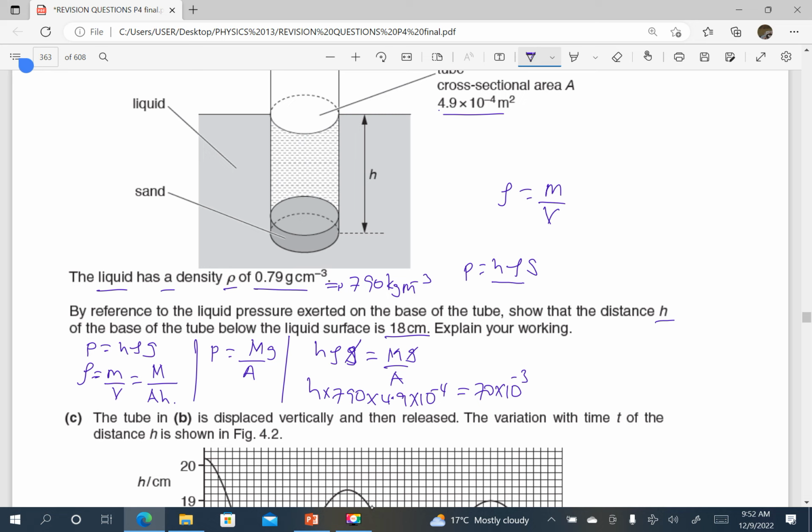Alternatively, I could look at this as pressure being force over area, or the weight over area, and equate it to this expression here. I'm trying to find h. Just divide both sides. From my calculator, 70 times 10 power negative 3 divided by 790 divided by 4.9 times 10 power negative 4. So I'm getting h as 0.1808, which is approximately 18.1 centimeters or 18 centimeters.